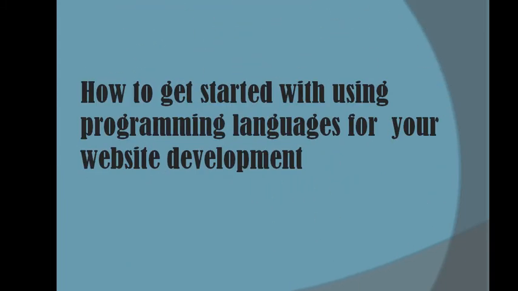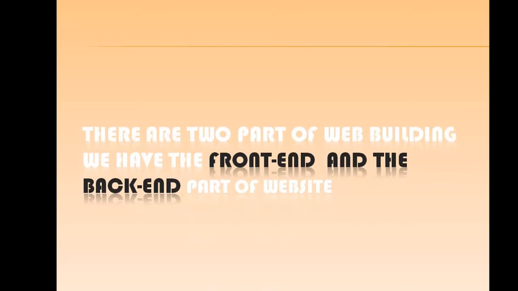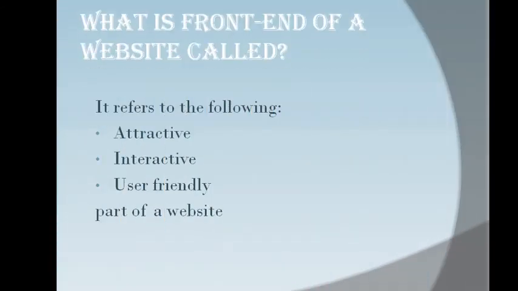So that will bring me to the fact that there are two parts of website building. Yeah, you must know this: the front end and the back end of the website. Knowing the front end and the back end is gonna make you a professional. So the front end is what you can communicate with. I'm gonna give you the meaning of this. Yeah, for easier understanding, the front end of a website is called the attractive, the interactive, and the user-friendly part of a website. Yeah, that's what it's called. So the user-friendly, attractive part of the website is what we call the front end of your website.